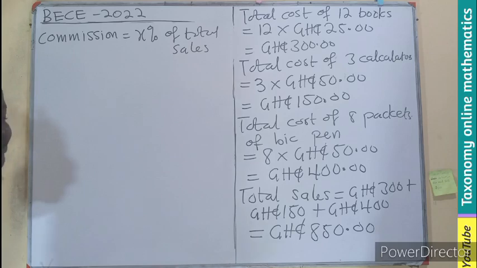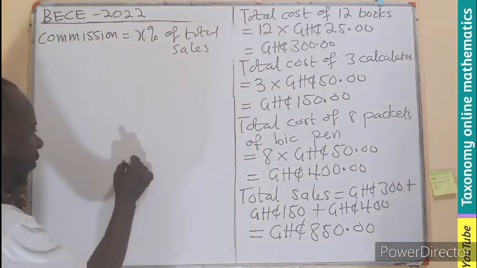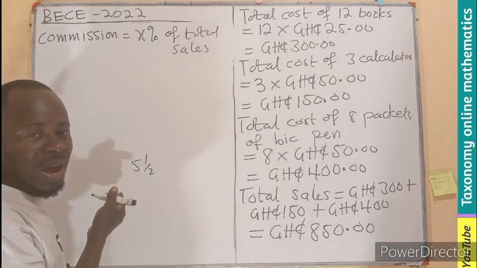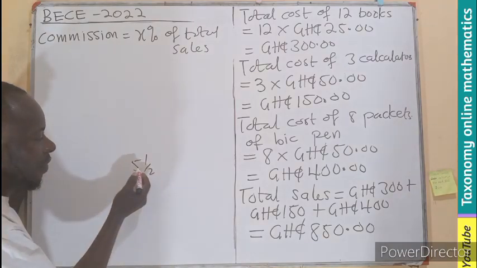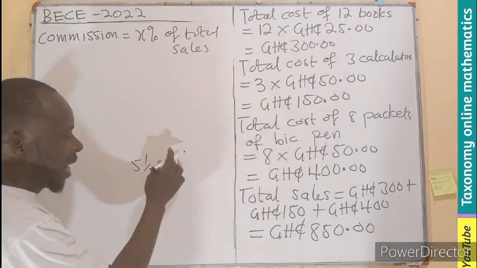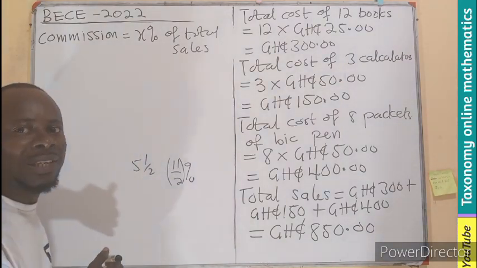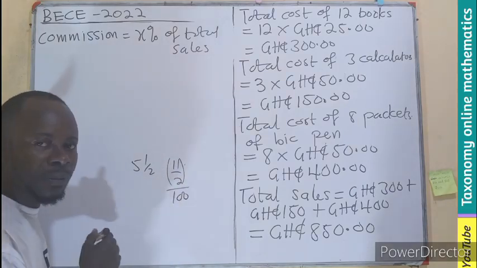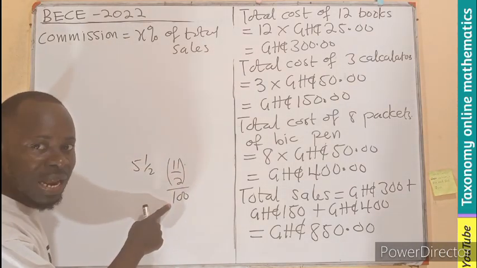So X percent. In this case, our X percent is 5.5. If I have 5.5 as a mixed fraction, it can be converted to an improper fraction: 5 times 2, 10, plus 1, 11 over 2. That is going to be the percent. So we are taking this as the X percent, meaning this will be divided by what? 100. When you have double division like this, the denominator comes to multiply.